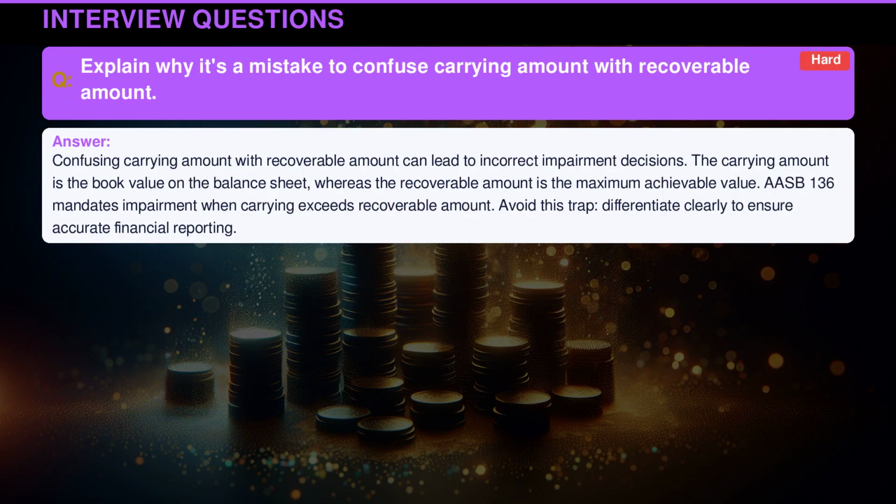Confusing carrying amount with recoverable amount can lead to incorrect impairment decisions. The carrying amount is the book value on the balance sheet, whereas the recoverable amount is the maximum achievable value. AASB 136 mandates impairment when carrying amount exceeds recoverable amount. Avoid this trap. Differentiate clearly to ensure accurate financial reporting.